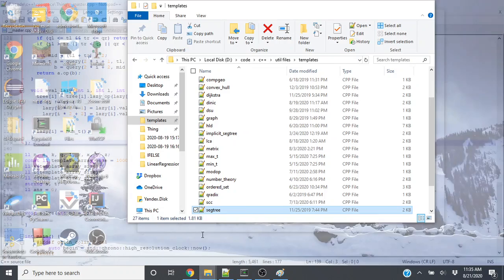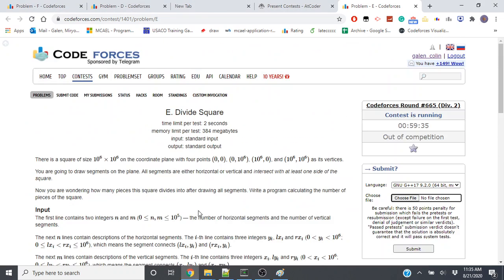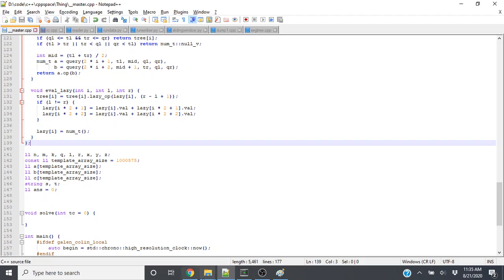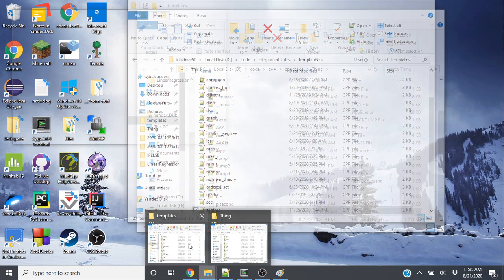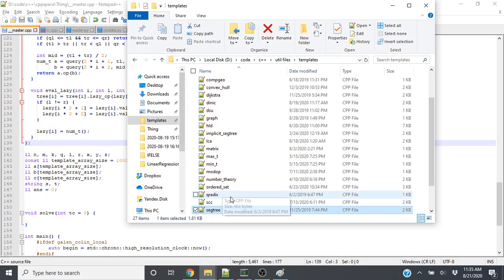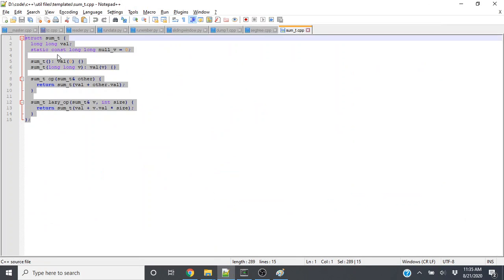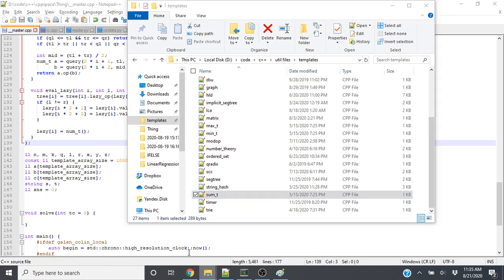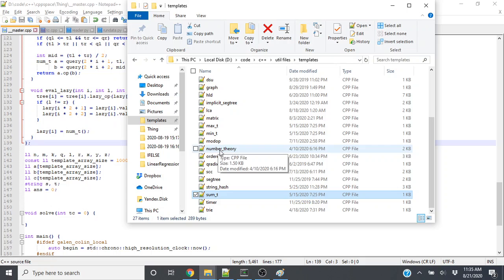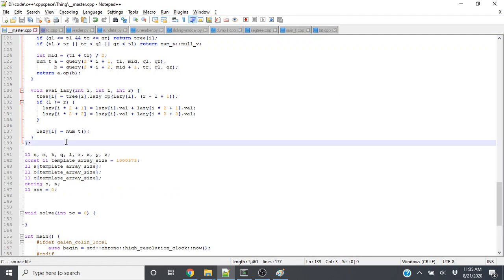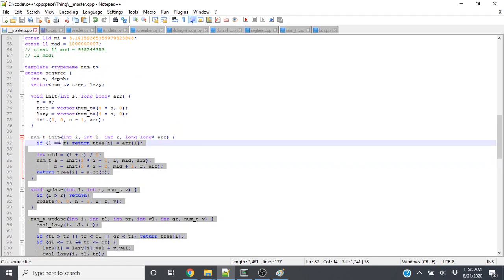Then we need, so it's going to time out. We have 2 seconds, 10 to the 5th of each. That's fine. Then we do some sort of sweep line. So we can just use a Fenwick tree. That's easier. That is indeed easier.